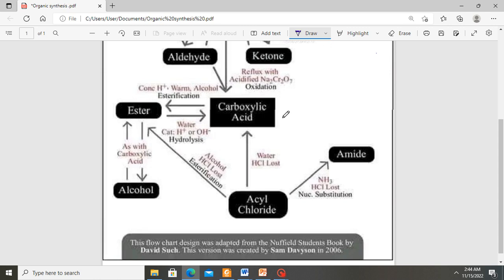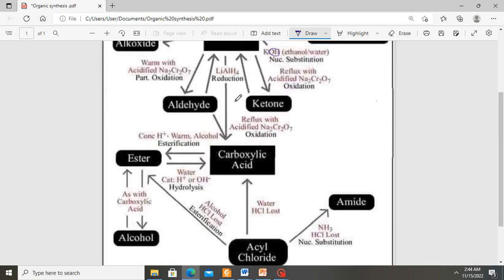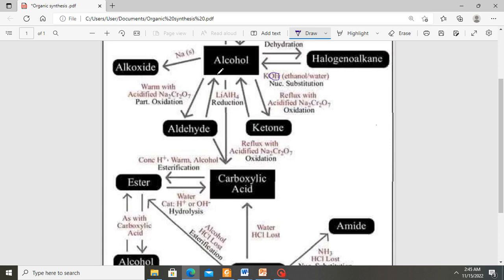Let's see the reactions that surround carboxylic acids. Carboxylic acids are compounds with a carboxylic group, that is the COOH group. That group defines a carboxylic acid. Let's see the various syntheses and the reactions that carboxylic acid can undergo. We discussed earlier that carboxylic acid can be synthesized by prolonged oxidation of alcohols: oxidation of alcohol forms an aldehyde, and further oxidation forms carboxylic acids.